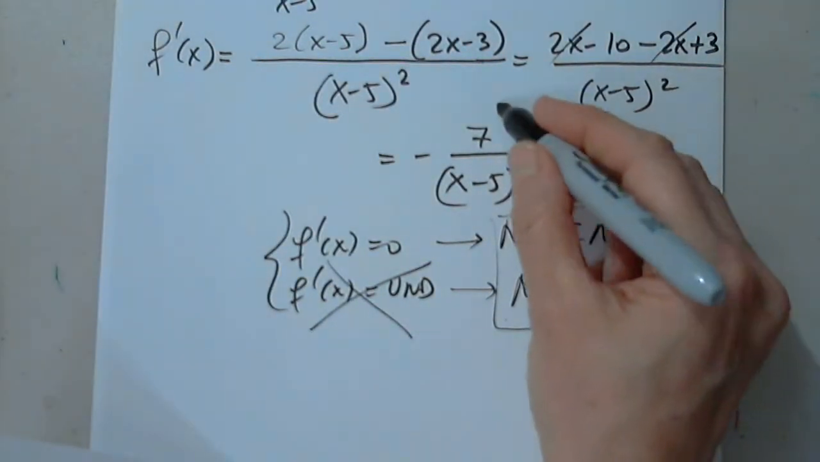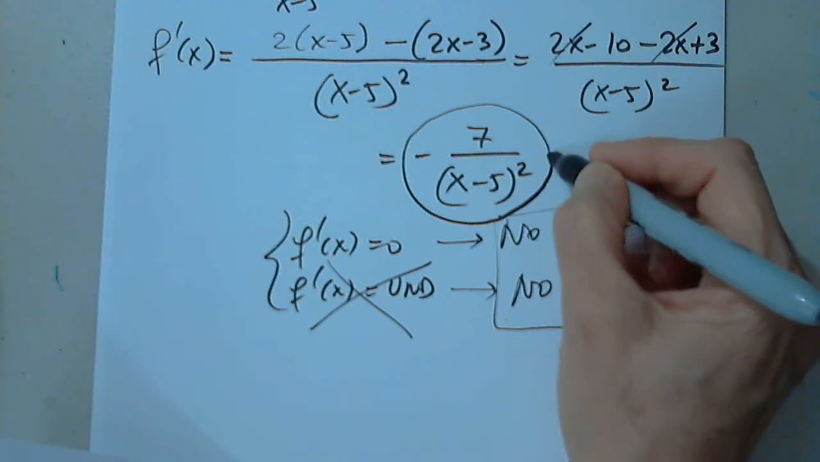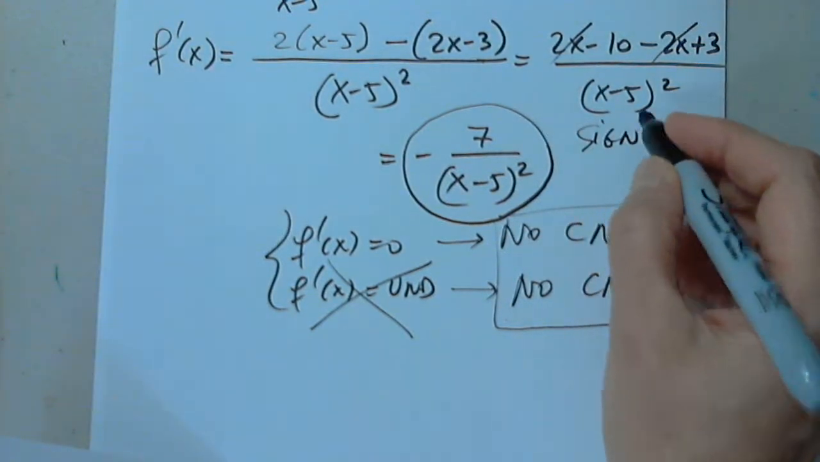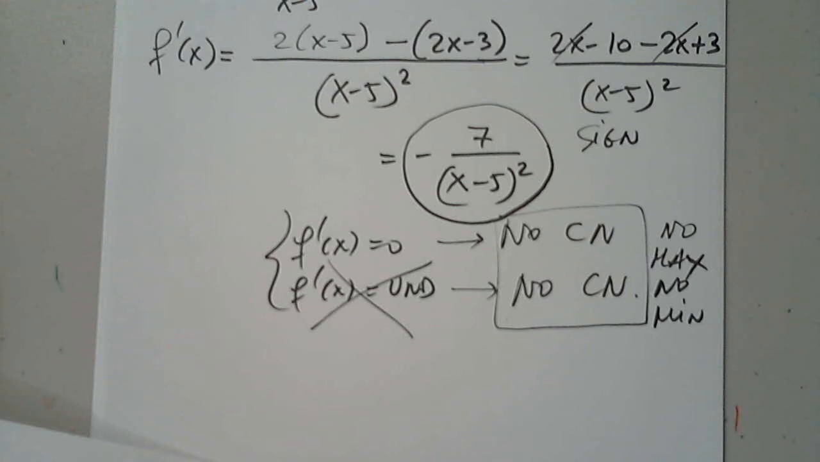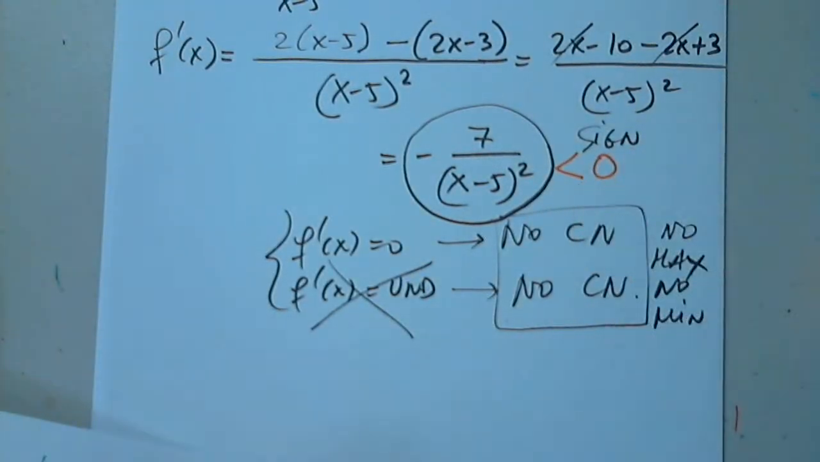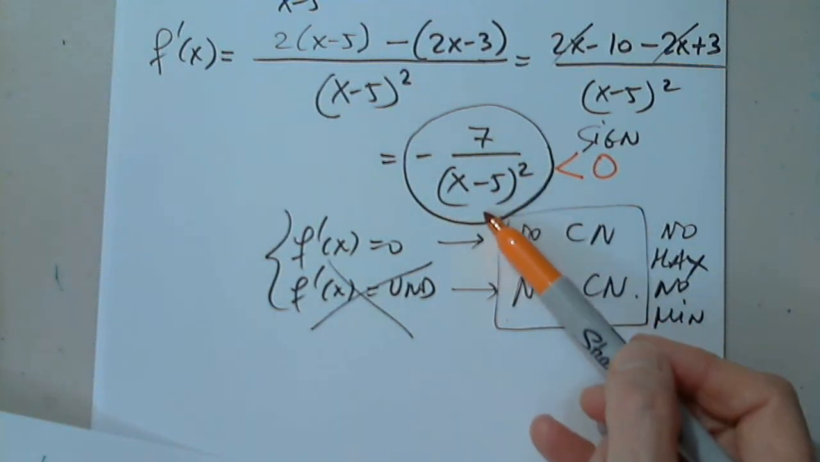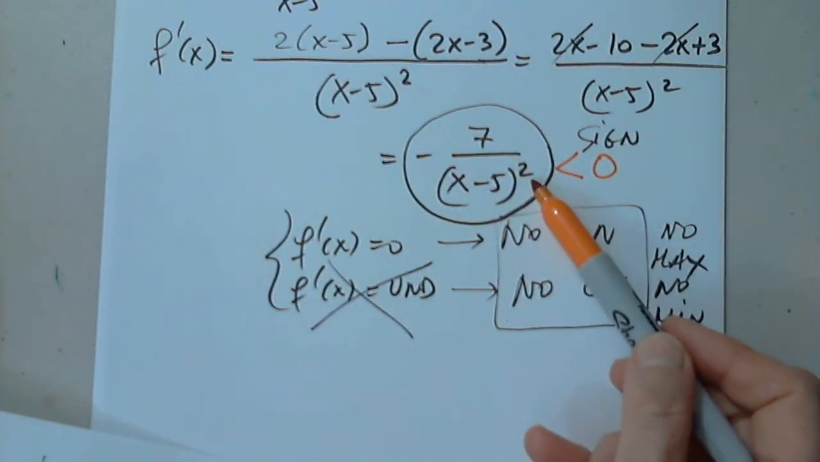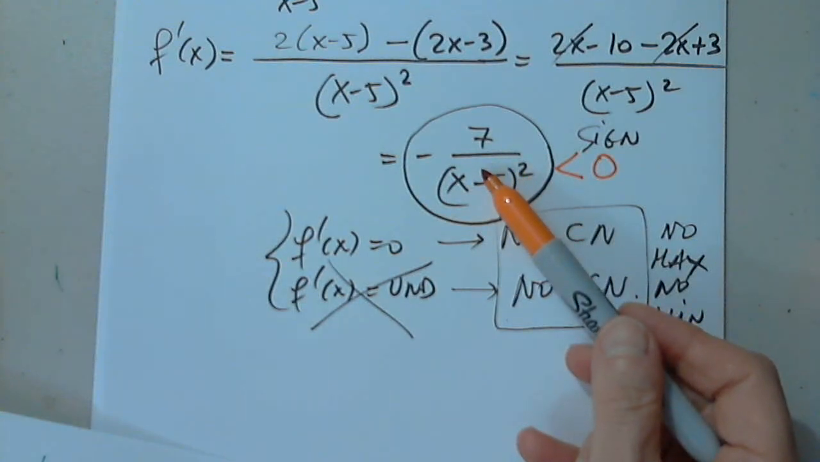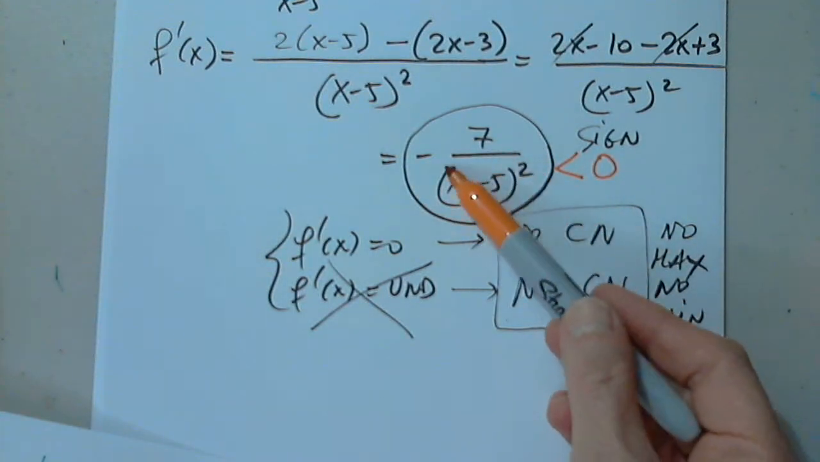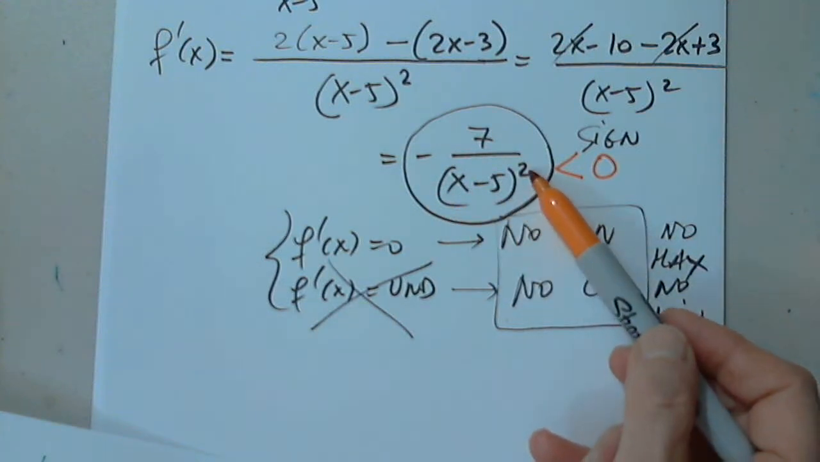Good. Can anyone tell us the sign of this expression forever? What is the sign of negative 7 over x minus 5 squared? Negative. Always negative. How come? Why is this always negative? Because it's a negative function. Because this quantity is always what type? It's a quantity squared, so what type of sign can this have?